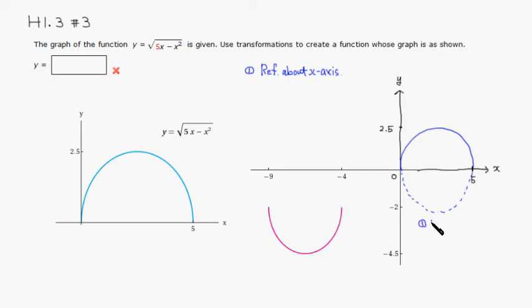So it's going to be y is equal to, in order to do a reflection about the x-axis, all you have to do is put the negative sign in front of the whole function. So the whole function is negative square root of 5x minus x squared. Alright, so we got that. It looks like we got the right shape, but in the wrong location. So we're going to have to shift it.